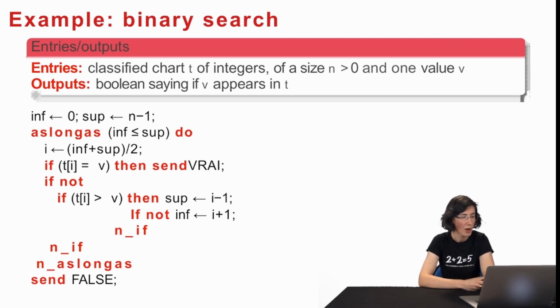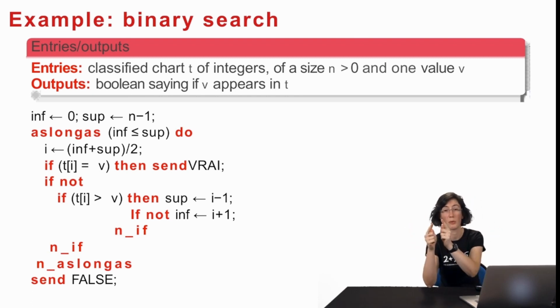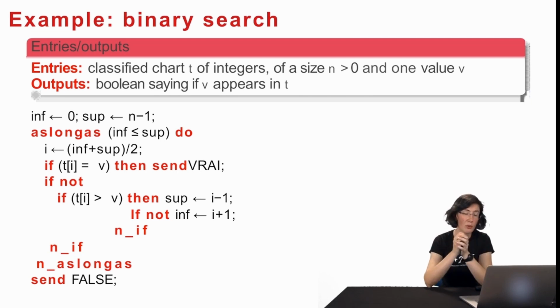There are two variables, inf and sup, that represent the part of the chart we are investigating. In the beginning, we are investigating the whole chart, then we are only going to look at half of the chart, a quarter of the chart, 1/8 of the chart, etc. To do that, take the part of the chart we are investigating which is between inf and sup, then calculate the middle between the two, that will be I, and so you look at the value you find there.